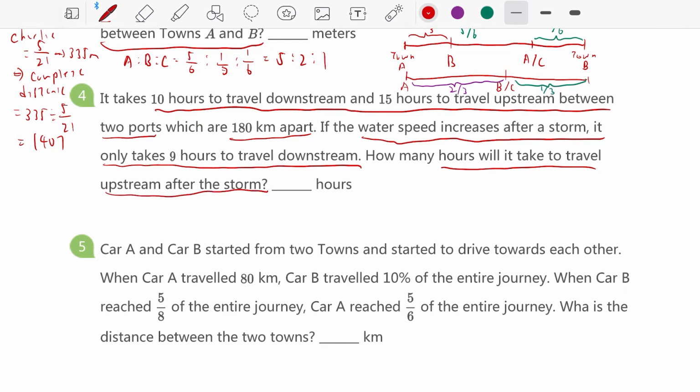So let's do a little bit of illustration over here. We have 2 different ports. Alright, of course they are 180 kilometers apart. So we have a boat. A boat has a standard speed. And then we have water pushing it downwards, right? And then for downstream, we also have water pushing it downwards. Now that's the main idea and concept behind this.